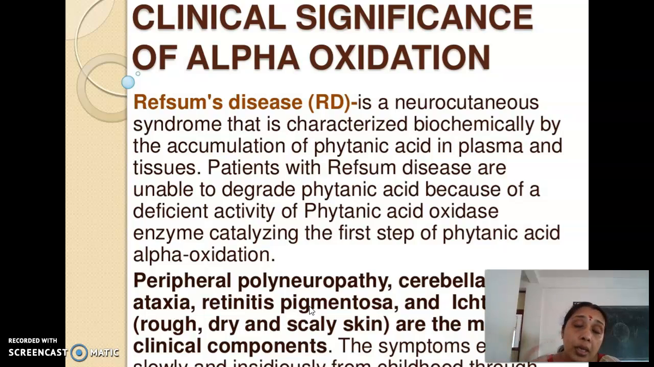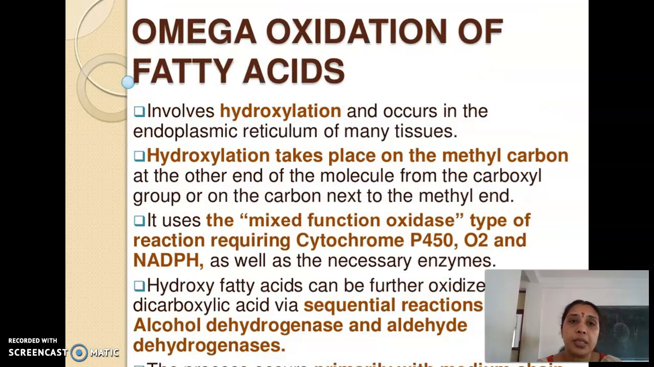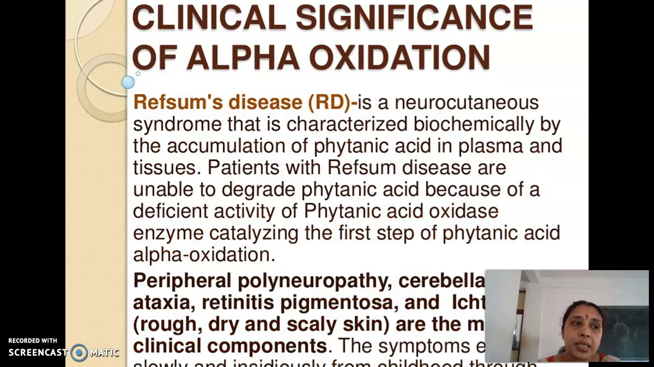So how can patients be treated? Patients should avoid taking green vegetables and milk. That's the only treatment. Then another condition, infantile Refsum's disease. Infantile Refsum's disease is seen in Zellweger syndrome. Zellweger syndrome is associated with infantile Refsum's disease.